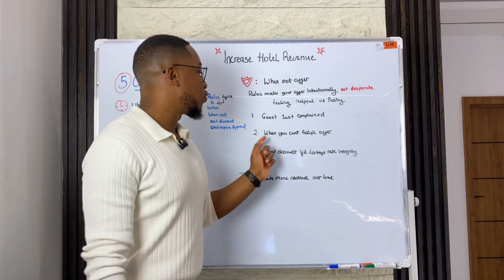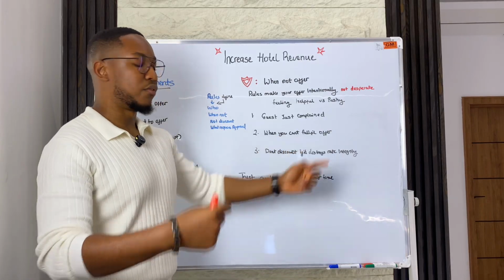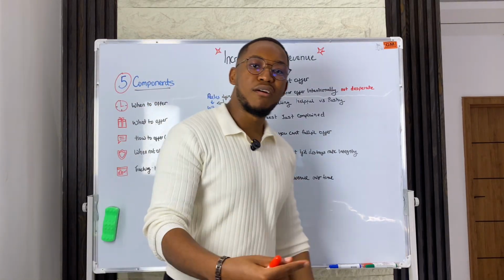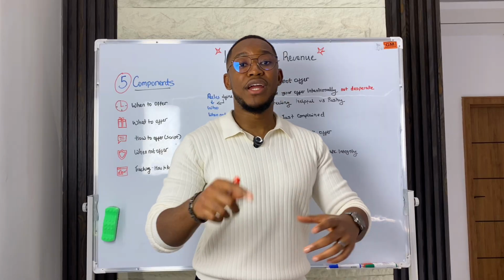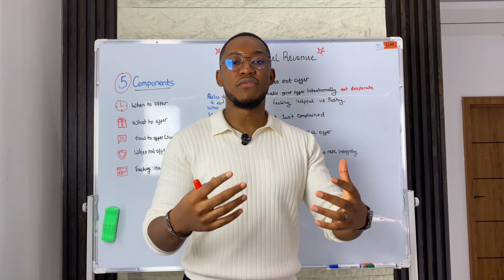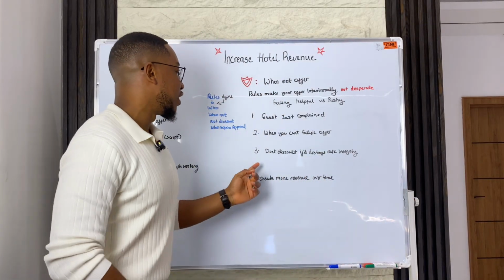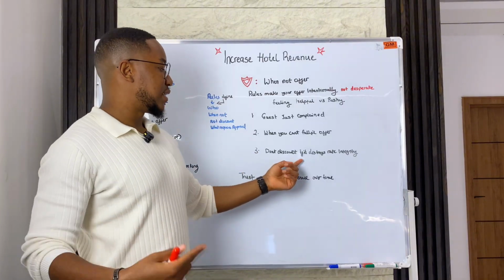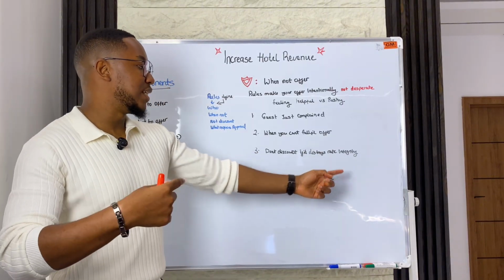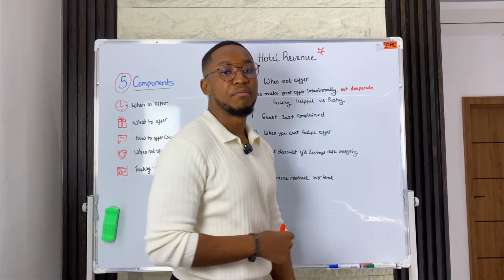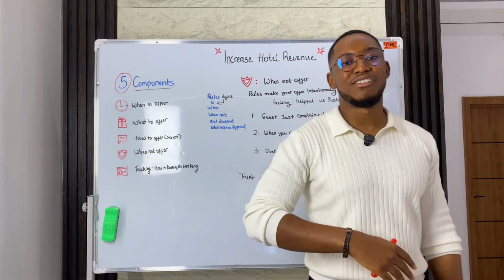The second time is when you can't fulfill the offer. So you can't offer someone a late checkout when you need that room right away the next day. So you don't want to make that offer, especially when you know you can't fulfill that. The third one is don't discount if it destroys your rate's integrity. So you don't just want to be handing out discounts simply because you want to start generating more revenue.